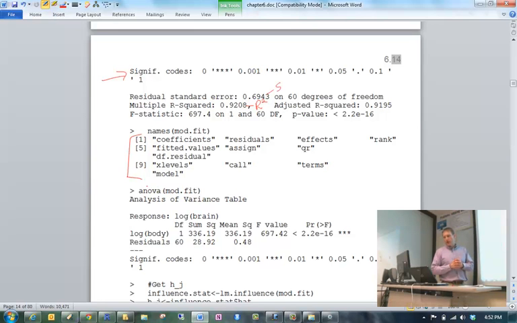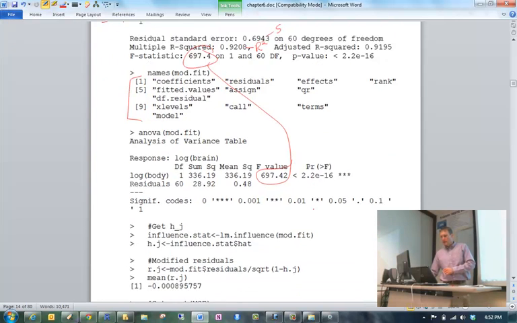If I say anova(mod.fit), I get the usual old analysis of variance table as well. This F test statistic value here and the corresponding p-value will be exactly the same as what was in the summary output. And again, thank goodness we have those stars.